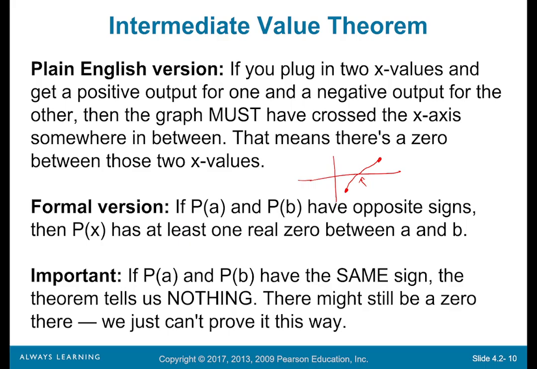What we need to note, though, is if our outputs P of A and P of B have the same sign, the theorem tells us nothing. We cannot say there are no zeros there because we just can't tell. We don't know if our function actually looks something like this, that goes up here, drips below the axis, and comes back up. If all we see are these two points, we don't know if there's a 0 or not. We don't know if we drop below the axis or if we drop something like this. Can't tell. So we say that the theorem's inconclusive here.